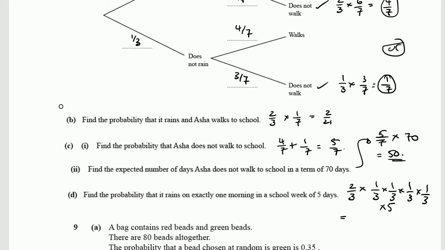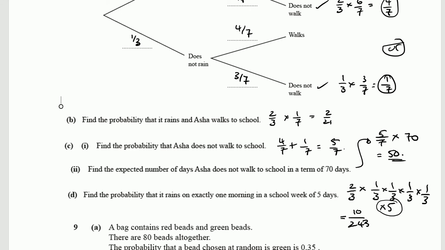So, if I type this into the calculator, I've got 2/3 times 1/3 times 1/3 times 1/3 times 1/3. And then all of that has to get times by 5, giving me 10 out of 243. It's very, very easy to miss the idea that we have to times by 5 in this question.